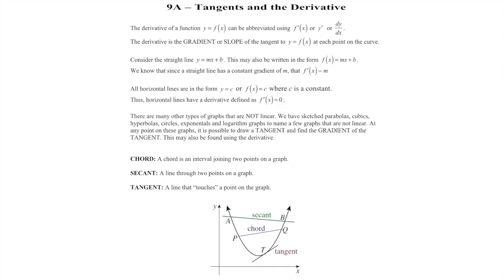There's plenty of other graphs that we come across that aren't so straightforward, and we need to be able to understand how to find the gradient of any point on a particular graph. Some language will be useful. A chord is a line segment between 2 points on a curve. A secant is just a line that passes through a curve. A chord is part of the secant. A tangent is a line that touches a point on the graph. It actually doesn't go through the graph around that point.